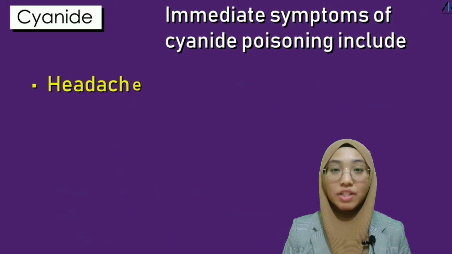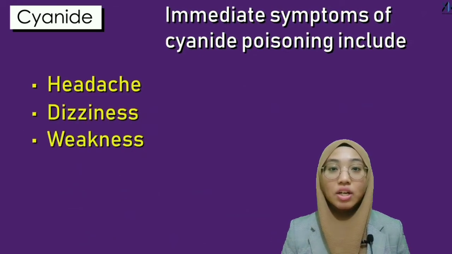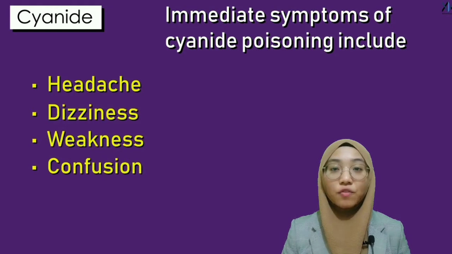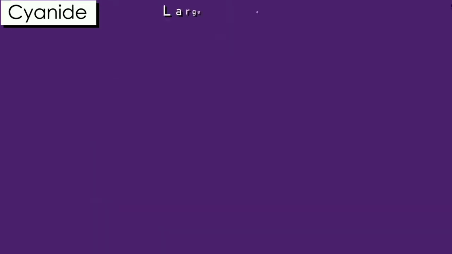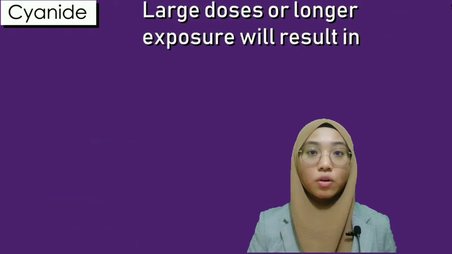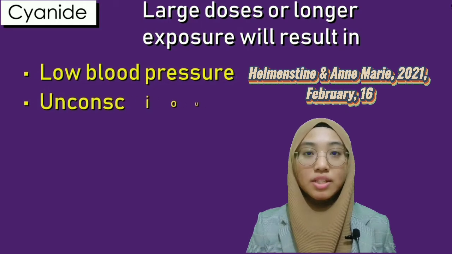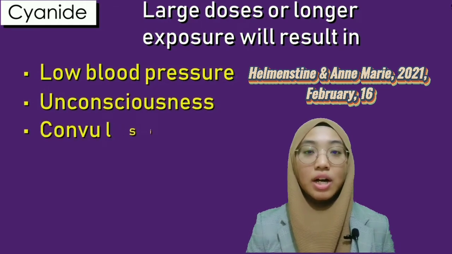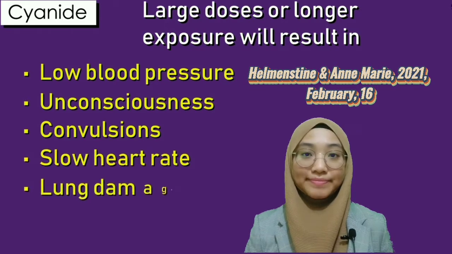There are symptoms of cyanide poisoning such as headache, dizziness, weakness, confusion, fatigue, and lack of coordination. Symptoms from larger doses or longer exposure are different, which are low blood pressure, unconsciousness, convulsions, slow heart rate, lung damage, respiratory failure, and coma.